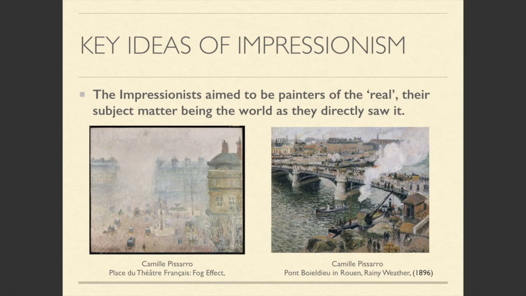Here's another one. This one is in, I can't pronounce this, but Rouen. These are places that the artist could directly see. They're likely living nearby, or at least they traveled to this place to see this.